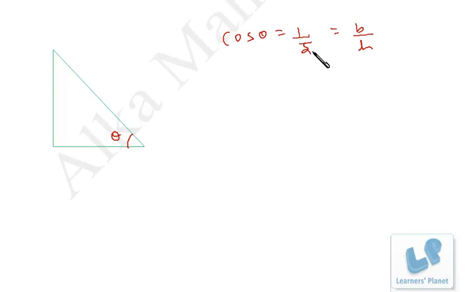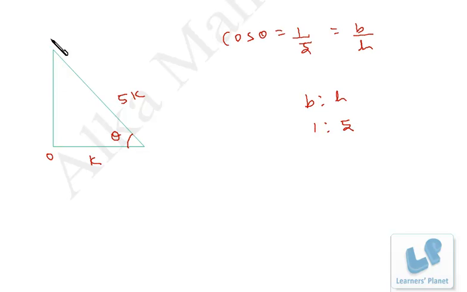Now 1 and 5, nothing is common between them, so we can say base and hypotenuse are in the ratio of 1:5. So we can take the base as k and hypotenuse as 5k, so they maintain the ratio of 1:5. Now we know these two, so we can calculate the third side also by the use of Pythagoras theorem.